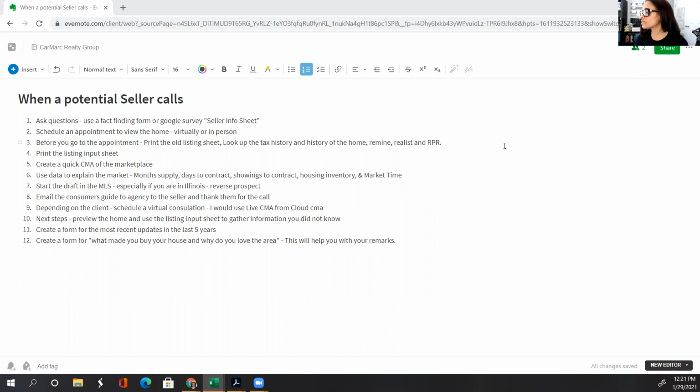Number seven, start the draft in the multiple listing service. Do not publish it by mistake. Start the draft in Illinois. You can do what is called a reverse prospect, and I can tell you how many potential buyers are already looking for a home like yours before it goes live. No, I cannot see the buyers; I can only see their public ID. I can tell the seller at my appointment, there are about 400 people looking for a house like this.